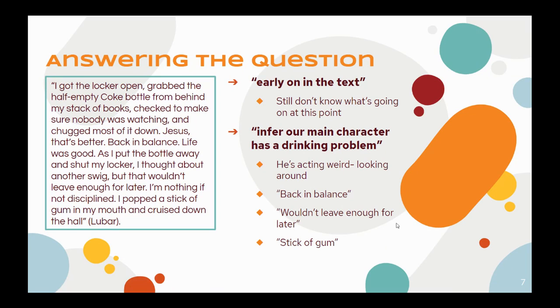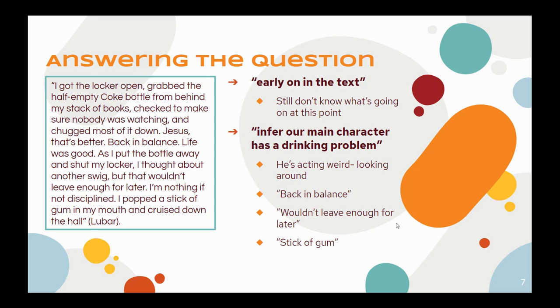Second, the last part of the question asks us to infer our main character has a drinking problem. So we need a quote that's early on in the text before we know he has a drinking problem, but that has enough information where we can infer he does have a drinking problem. So I pulled out a couple pieces of the quote here that answers this portion of the question.